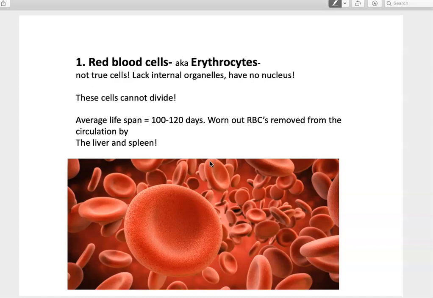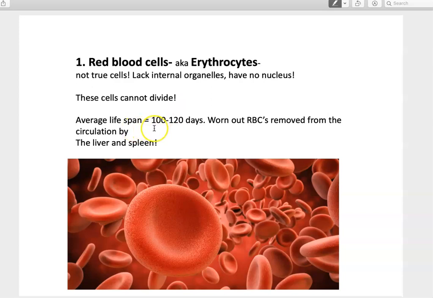So we're going to start with our first formed element, and that is red blood cells. RBCs, red blood cells, aka erythrocytes. Cyte means cells, erythro means red. These are our red blood cells, erythrocytes. But they are not really cells. They do not have internal organelles. They have no nucleus. These cells do not divide.